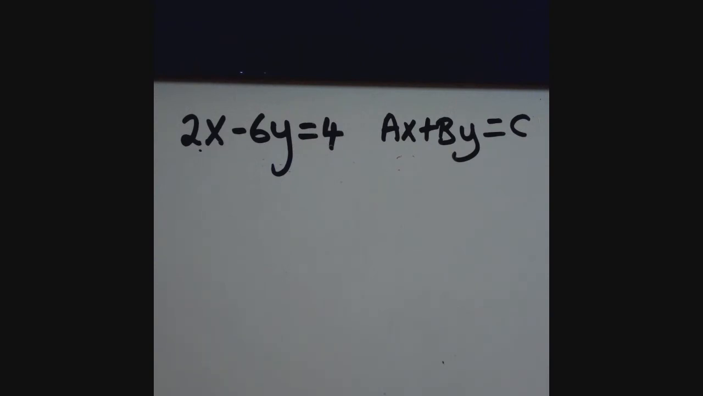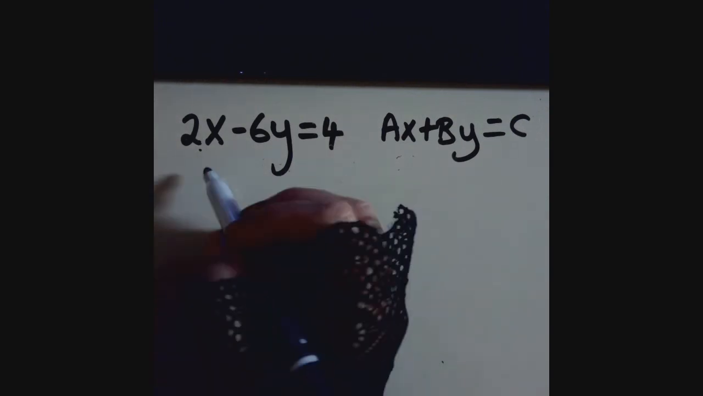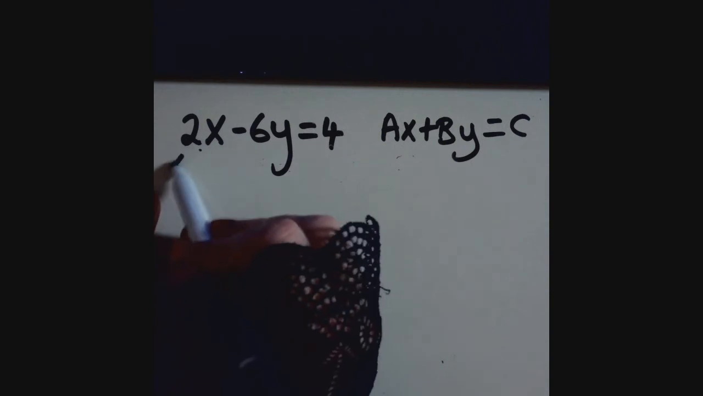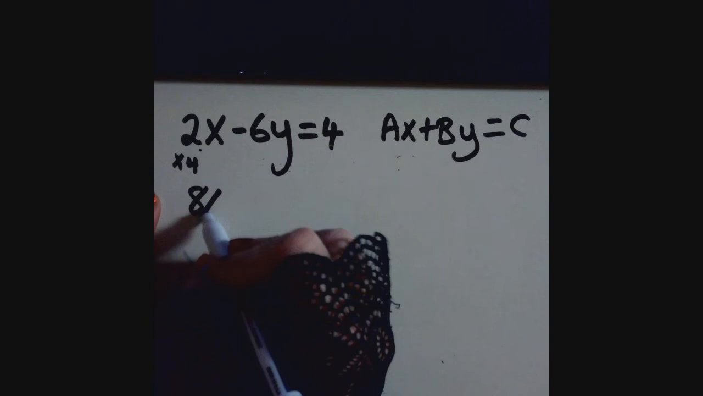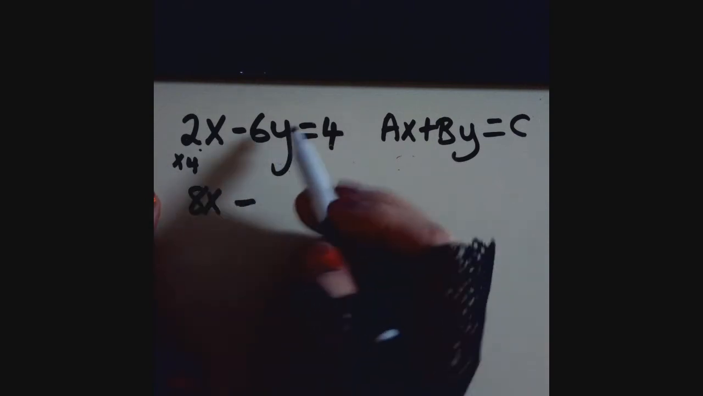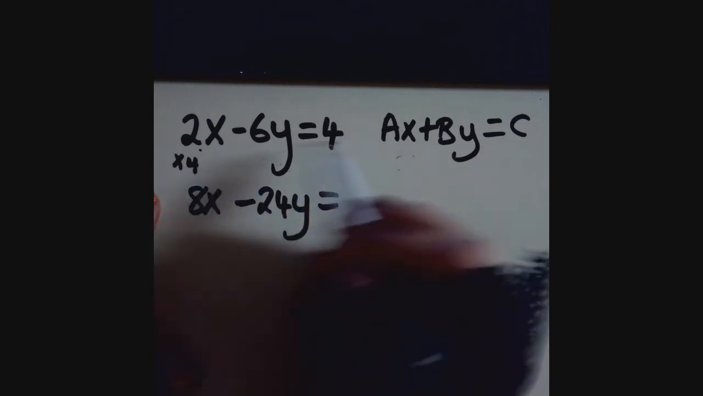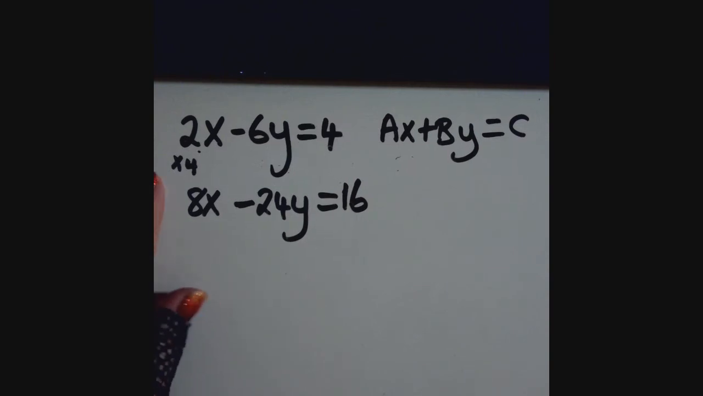So I can decide that I'm going to multiply everything by 4. Okay? So if I multiply this whole line by 4, so I'm going to put that down so you can see we're multiplying it by 4. It now becomes 8x minus 4 times 6 is 24y equals 4 times 4 is 16. So this is the same line as that, but now we just multiplied it by 4.